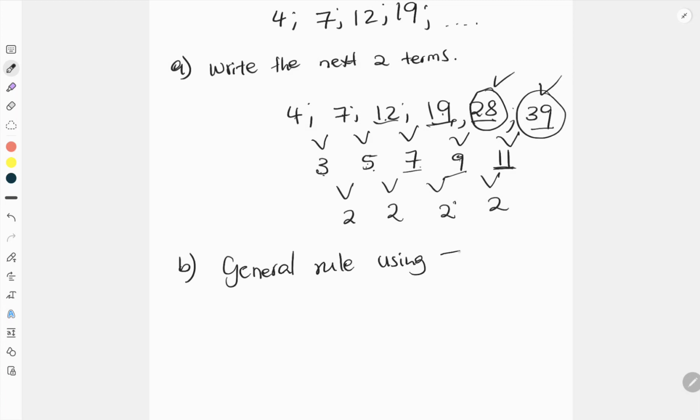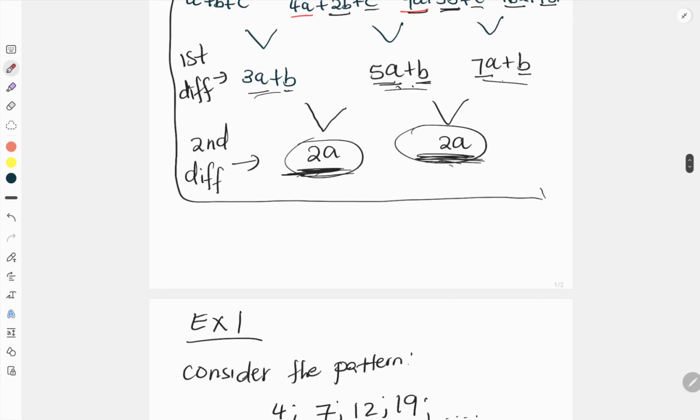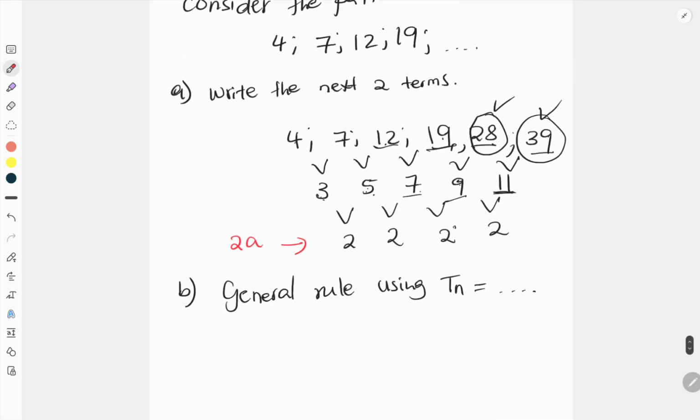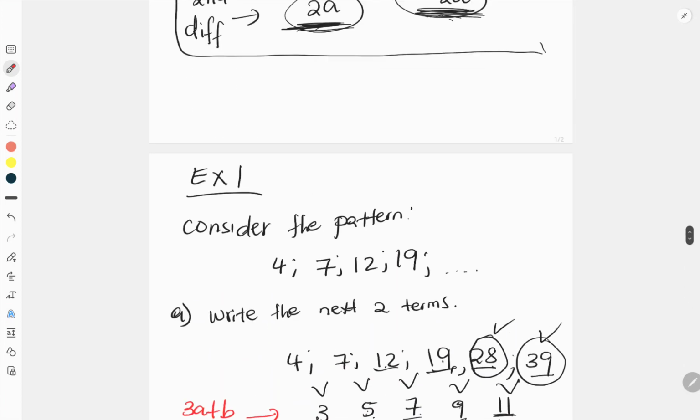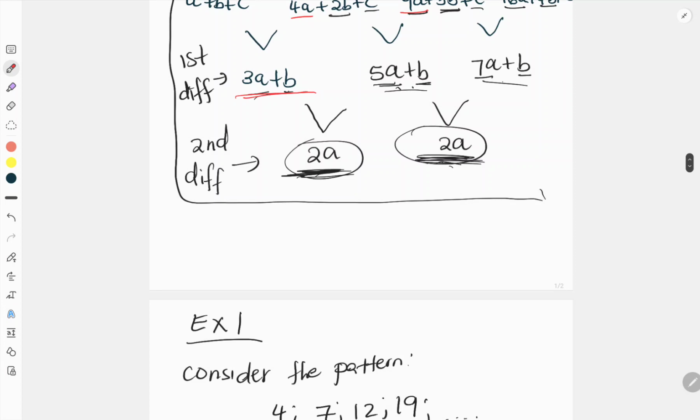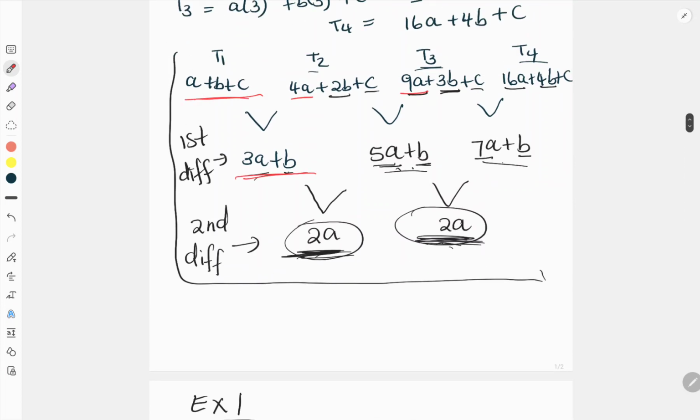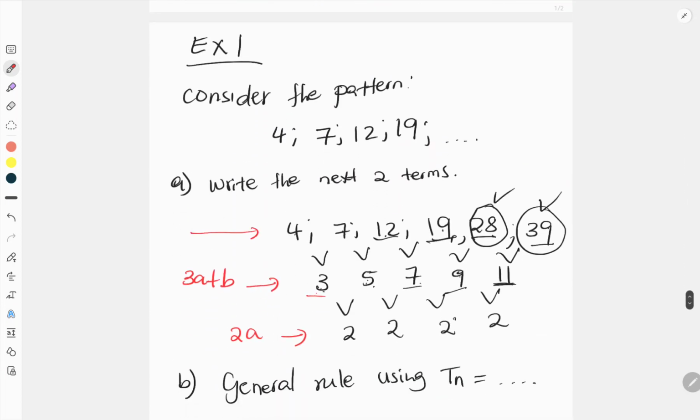Using Tn, the general rule. So the most important thing, remember, you must write here: this is my 2a. Remember from the proof, the second difference is your 2a. Then here it's your 3a plus b. Remember. Then the last one, this one is a plus b plus c.